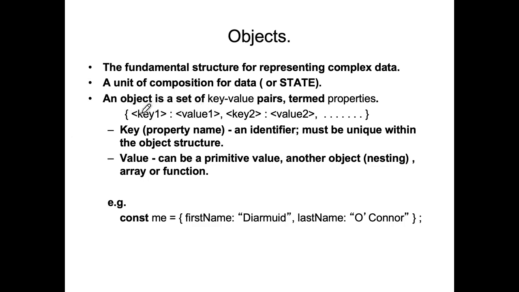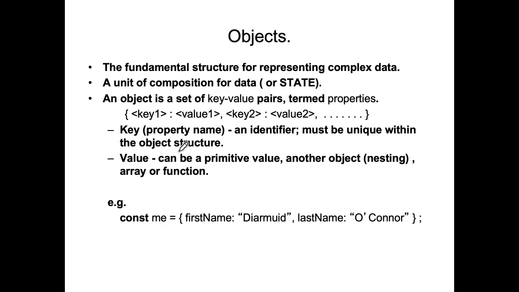So you begin the object with the curly brace. The key has to be unique within the object. The colon separates the key from its value. So this combination of key and value is what we refer to as a property. And you separate properties with comma. And so you have the next key and its value. That's property number two. And then on and on it goes. So that's the literal syntax for declaring object structures. So they're key value pairs. A key value pair is termed a property. The key is the identifier within the object, and it has to be unique.